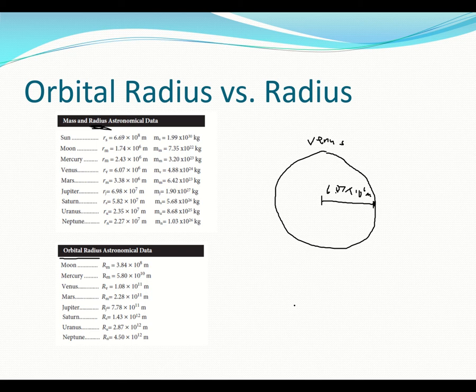Orbital radius is when you have the sun and then you have Venus here. Orbital radius is measured from the center of the object to the center of the object. So how big is the orbit? This is going to be a lot bigger, 1.08 times 10 to the 11 meters. So it's really important to know the difference between radius and orbital radius, and we'll practice when do you use radius and when do you use orbital radius.